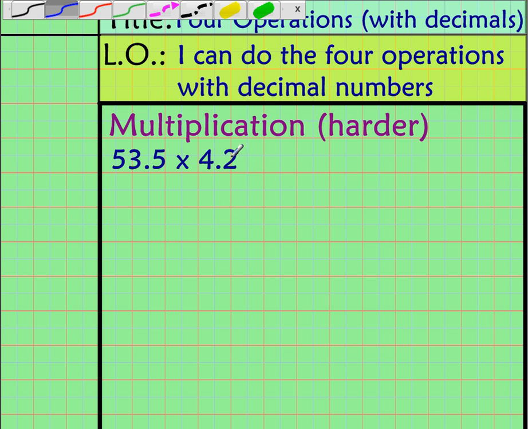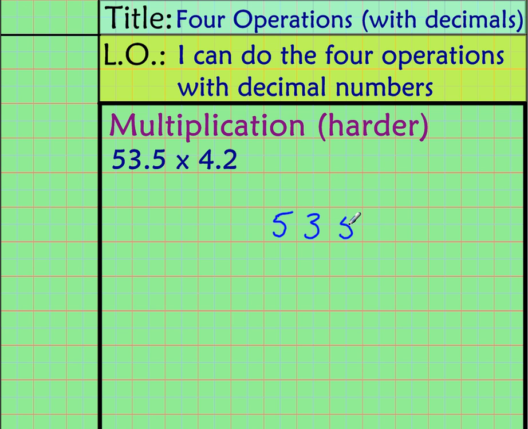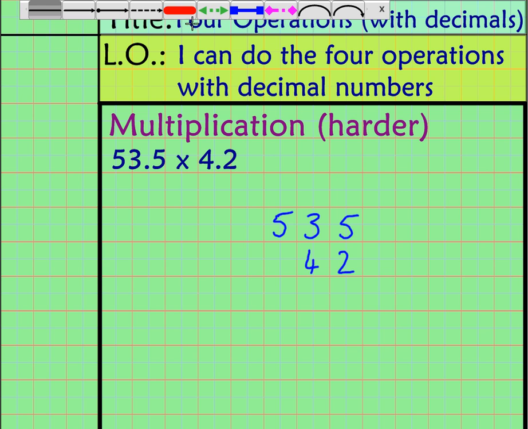We've got 53.5 times 4.2. Well, remember what I said. Forget about the decimal point. Get rid of it, okay? 53.5, I turn that into 535. 4.2, I turn that into 42. Okay? Then, draw my line.